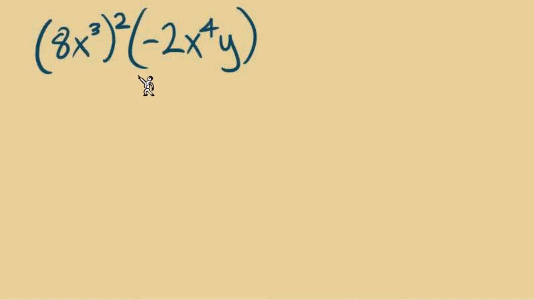I think we've got to come back here. So this was the example we looked at before where you did it without that exponent of 2. And we did it correctly where we said just go ahead and multiply the 8 times the negative 2.